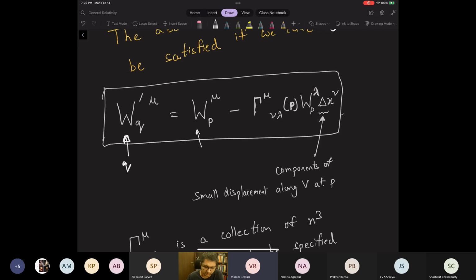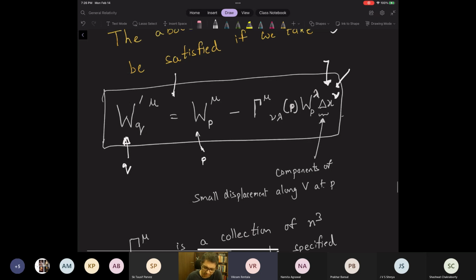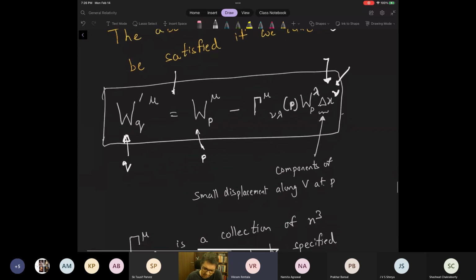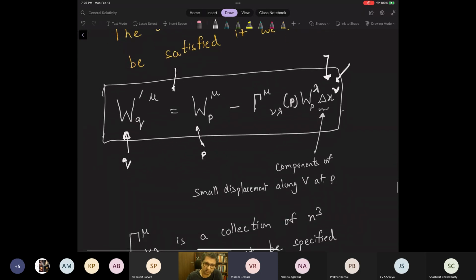These are the components of the vector at the point P. As we said, the difference between them we want to be proportional to some delta x. So it's proportional to the size of the displacement delta x, which we write as delta x nu. We choose some particular direction nu.